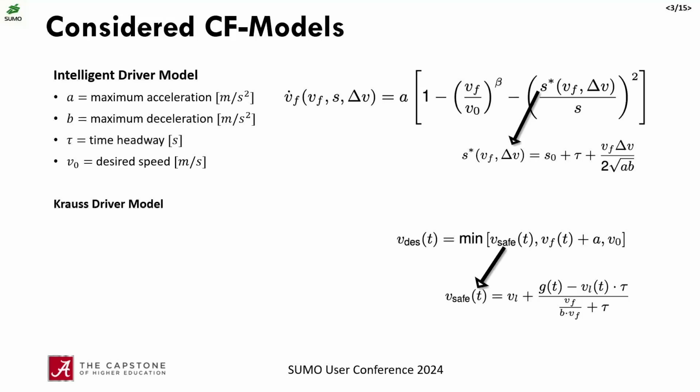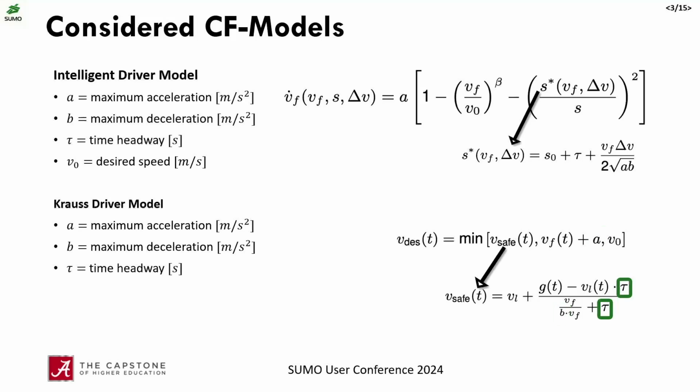Then there's also the Krauss model, which is the default model in SUMO. It similarly has quite a few of the same parameters. And then there's the W99 model, which we implemented based on some feedback from last year's presentation. It's composed of a longer list of equations, so I didn't list it here.